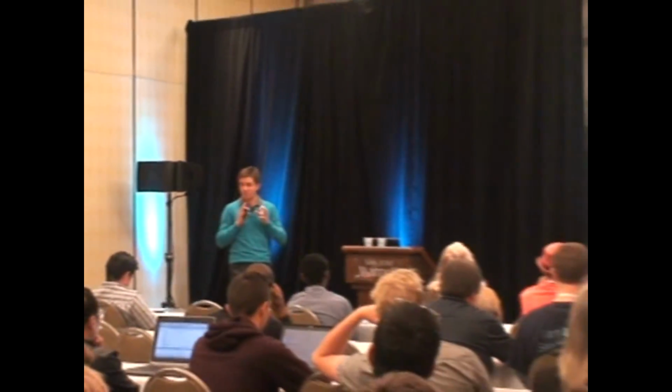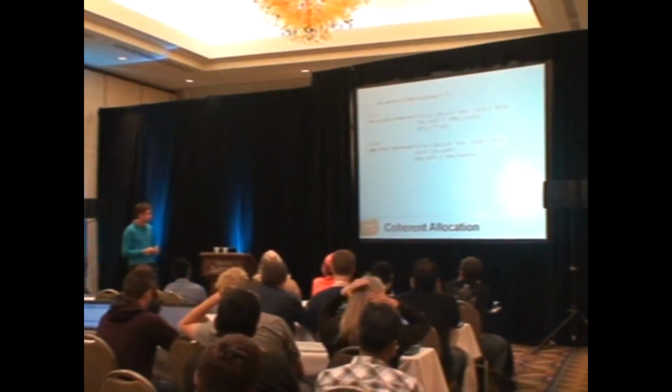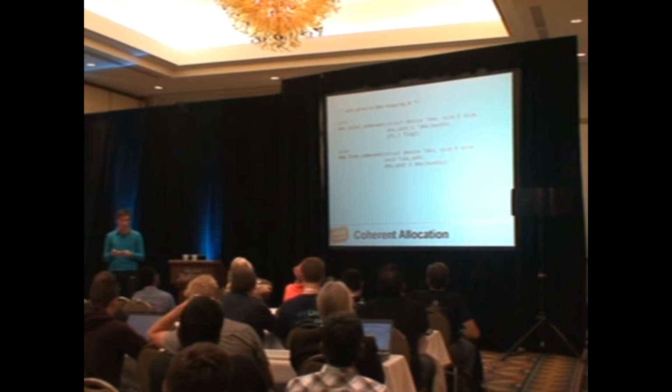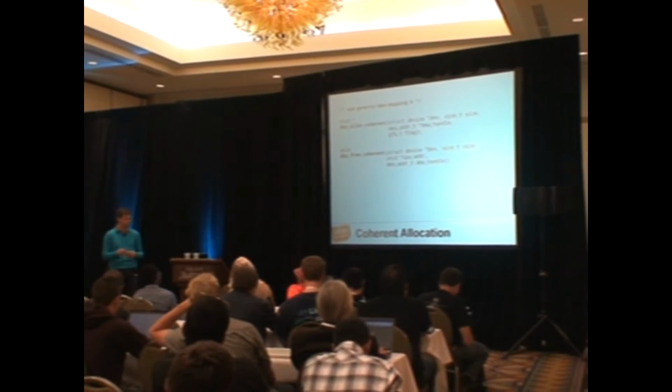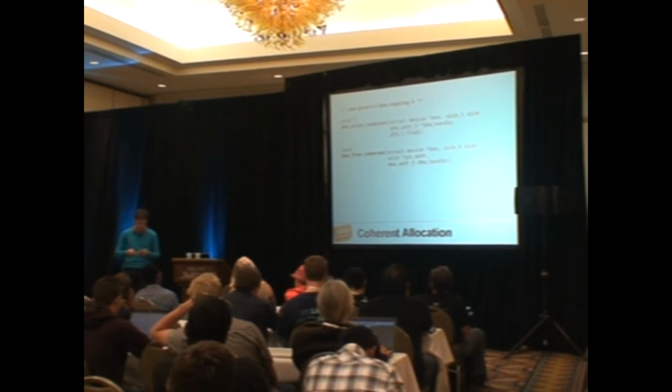That's the pointer that is returned by the function, and a view of the memory from the device side. That's the DMA handle, but there's no access to the physical memory underneath. DMA free coherent will just free that block of memory, so you give it the exact arguments that you gave to the allocation function. So that's pretty simple.